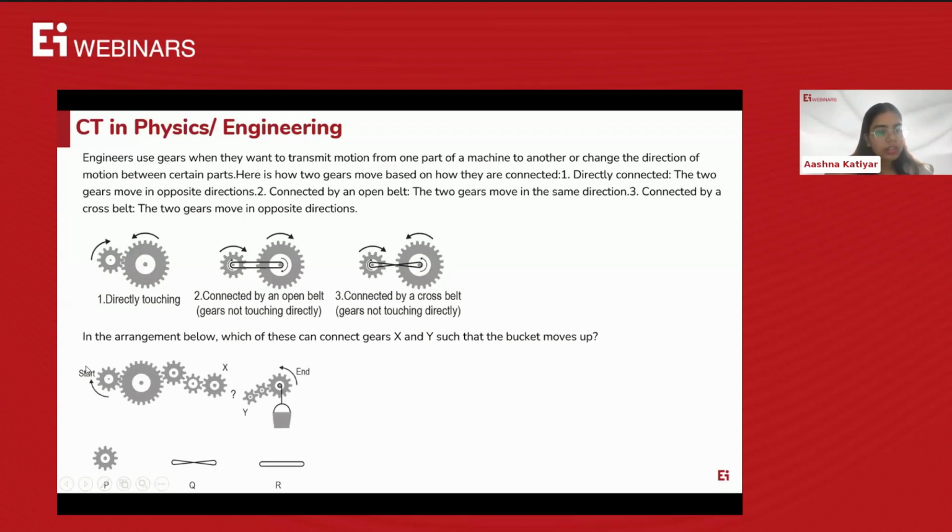So this is the question. In the arrangement below, which of these can connect gear X and Y such that the bucket moves up? So we have the diagram here. And can we get the options for this question?